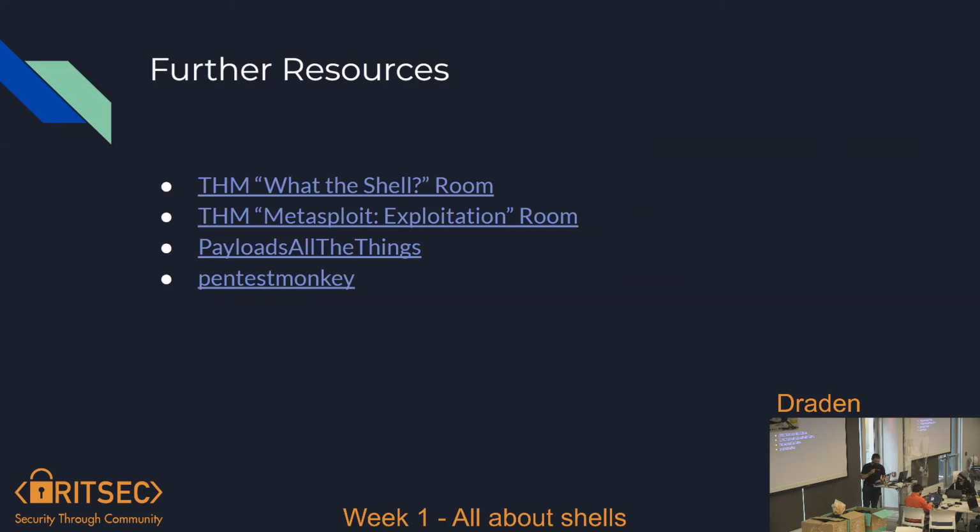For further resources, you can check out TryHackMe rooms: What the Shell and Metasploit Exploitation. What the Shell is a very good room, and it also goes over how you can encrypt the traffic over your sockets, which means that the packet capture I showed you in that screenshot would be essentially useless because you wouldn't be able to read it. And if you had it connecting back over a port like 443, it looks like normal traffic more or less, depending on your domain. You can also look at payloads, all the things, for different ways to get reverse shells and bind shells. One-liners are nice, and Pentest Monkey has similar resources.